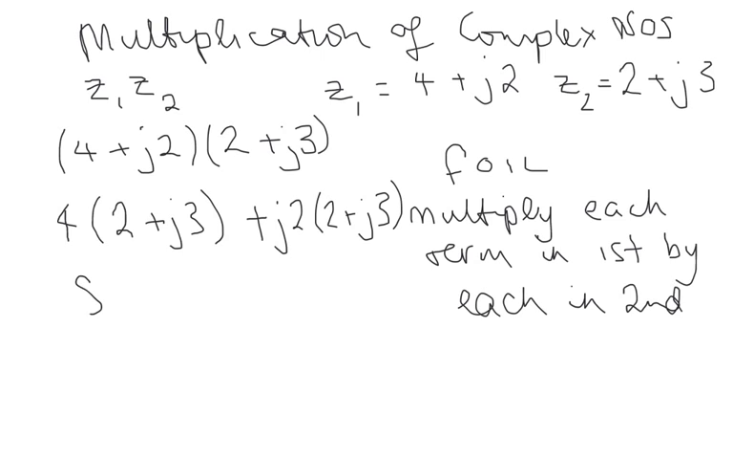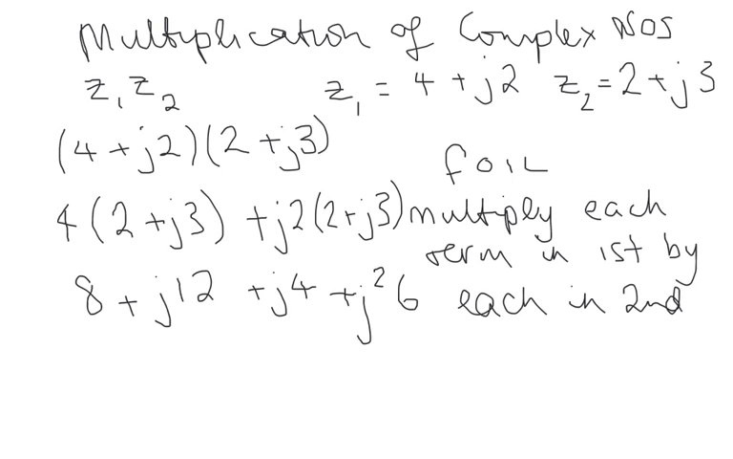4 2s are 8, plus j times 4 3s is 12. Second part, j times 4. This time we have j times j, which is j squared. 2 3s are 6.